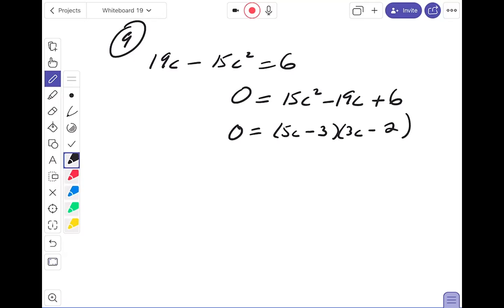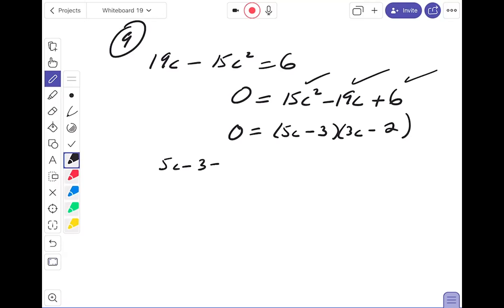And I put minus down. Let's see, 5c times 3c is 15c squared. That worked. 5c times minus 2 is minus 10c. Minus 3 times 3c is minus 9c. Combine to get minus 19c. Minus 3 times minus 2 is plus 6. Works out fine. What do we have?